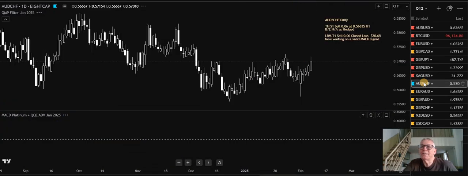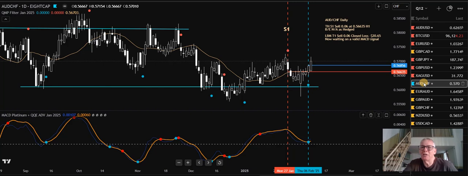All right, Aussie Swiss, we're going down to the bottom half of the watch list now. This is the traditional hedging and loss recovery based on the MACD platinum. Took a sell here, took a hedge buy. MACD platinum still above the zero level. Big support level on price here. So we're just locking in a loss at the moment. Now, on the loss recovery, we took obviously a loss on the first sell. We got an opposite QMP dot.